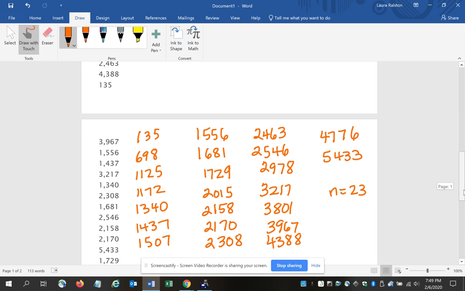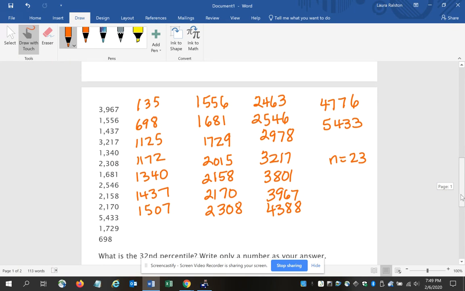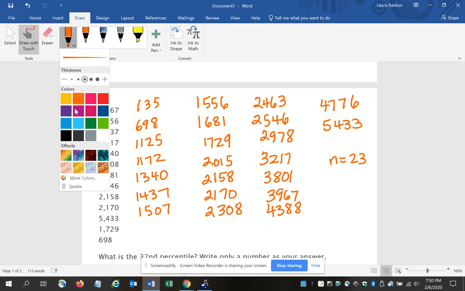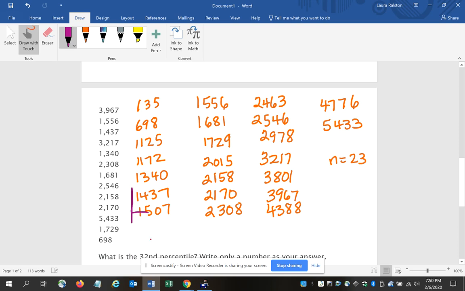And so we're asked to find the 32nd percentile. So in order to find the 32nd percentile, we find first our locator, which is L. Okay, so L would be 32 divided by 100 times 23.